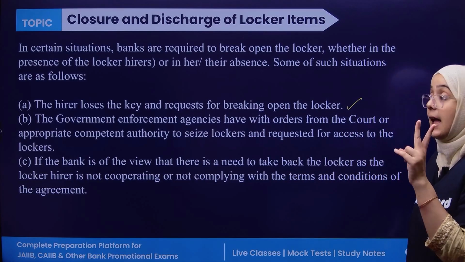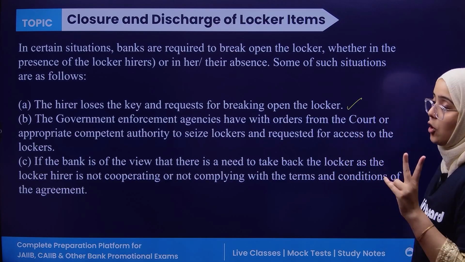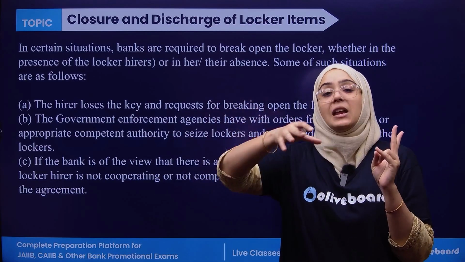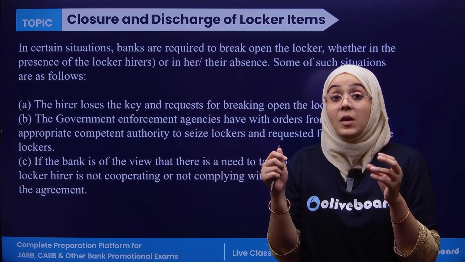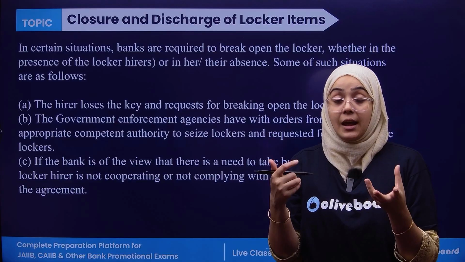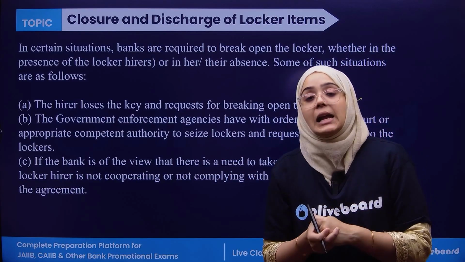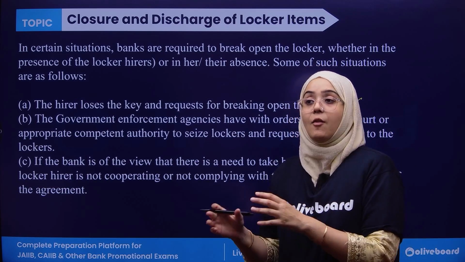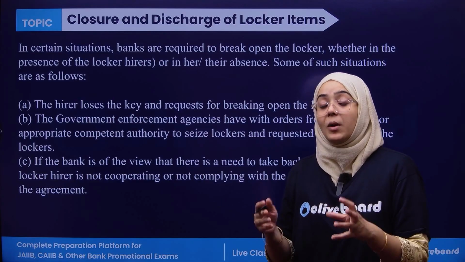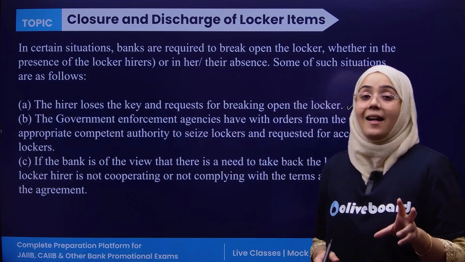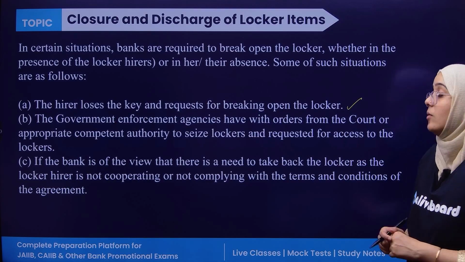Another case is when the government authority enforces to break down or seize the locker. For example, there is some income tax authority which has a suspicion that this locker may contain some illegal item, and through this the government has given authority or ordered the bank to break the locker. In this case, the bank has the responsibility to abide by the order of the government.